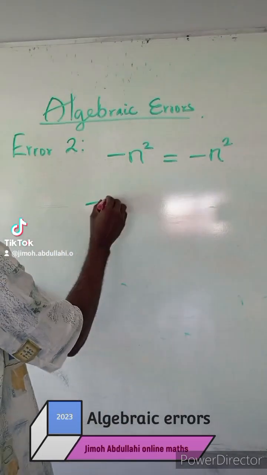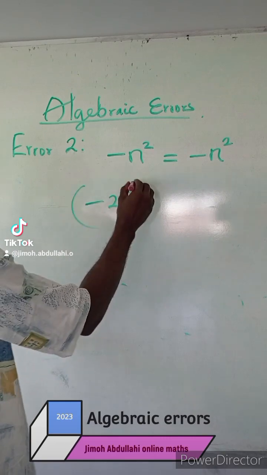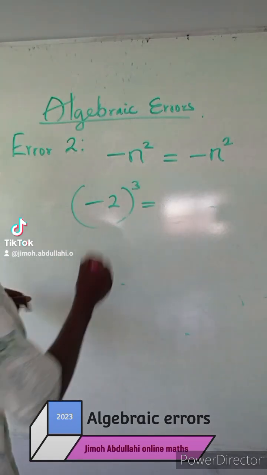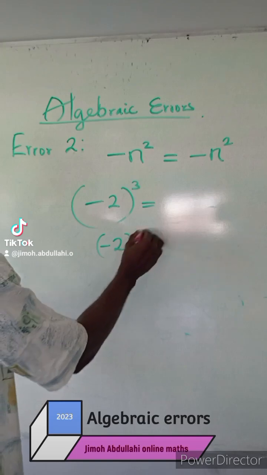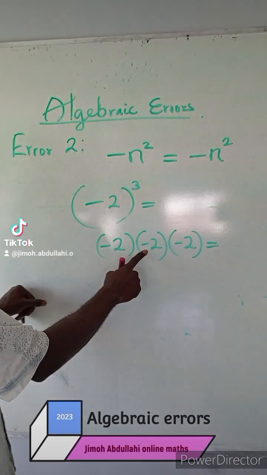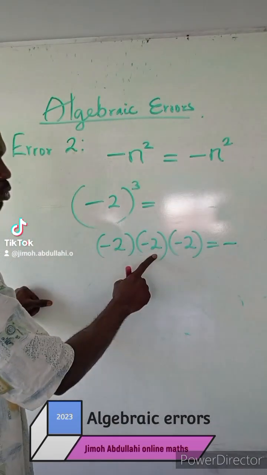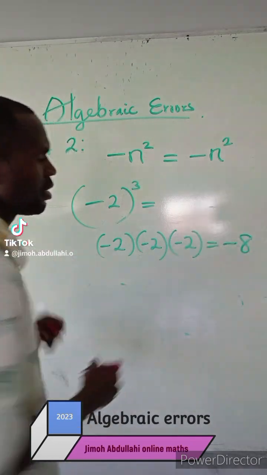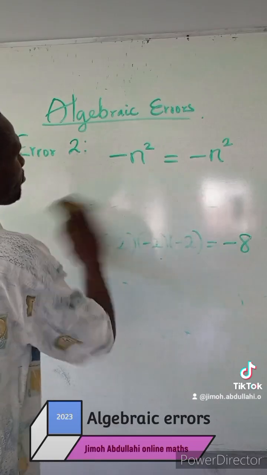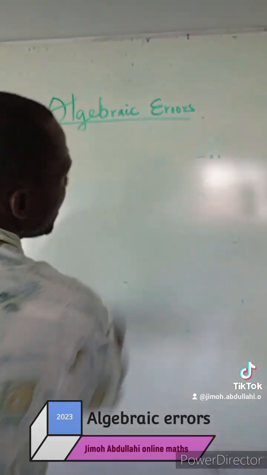Then also, there are times that you have something like this that will also turn to negative. Let's say you have minus 2 to the power of 3. That will be minus 2 times minus 2 times minus 2. So that will be minus times minus is plus, times minus is minus. That will be minus 2 times 2, 4, times 2, 8. We have cases like that. That's error 2.